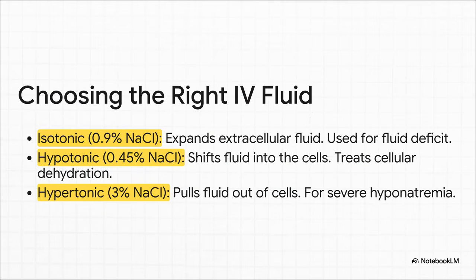So once you've figured out the fluid situation, you get to choose the right tool for the job. If someone's in a fluid deficit, you'll probably reach for an isotonic solution like normal saline to just fill up the tank. If the dehydration is more on a cellular level, a hypotonic solution can actually push fluid into the cells. And then you've got your hypertonic solutions, which are used in really specific dangerous situations like cerebral edema to pull fluid out of those swollen cells.